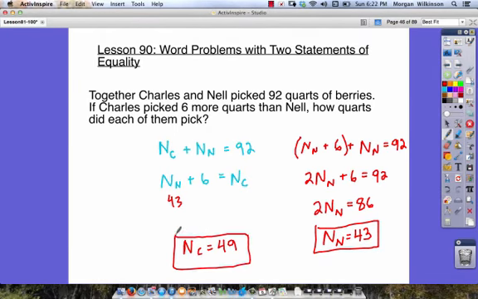Now we can check our answer with our first equation as well, because the number that Charles picked plus the number of Nell should be equal to 92. And 49 plus 43 definitely equals 92. So both equations are correct when we substitute our values in, so we know both of our answers are right. Let's look at another problem.